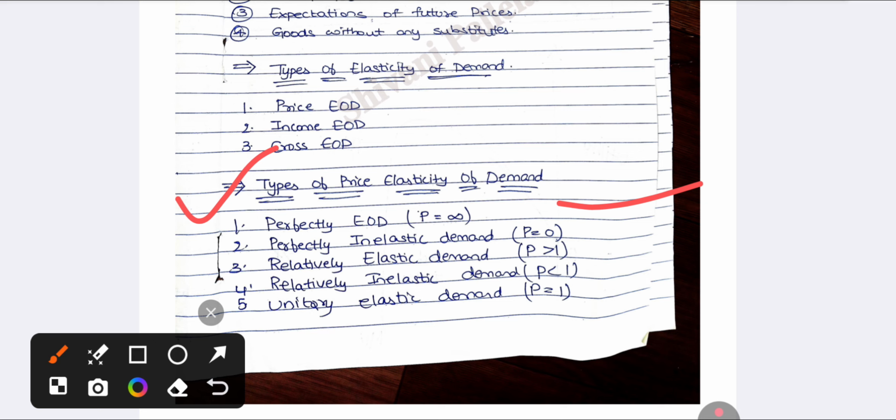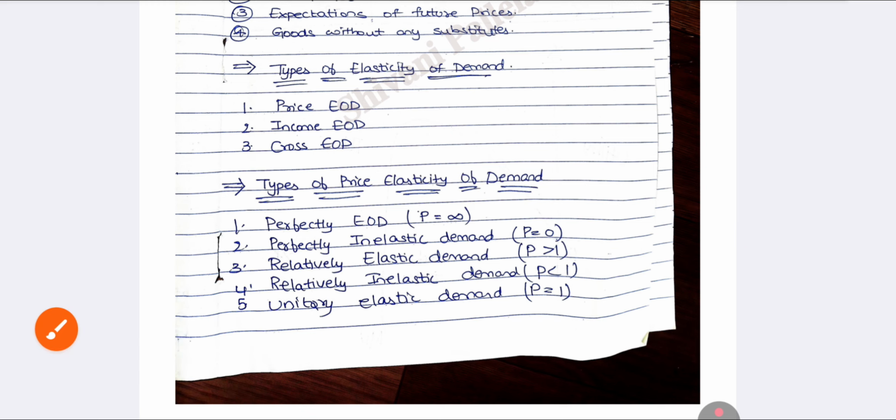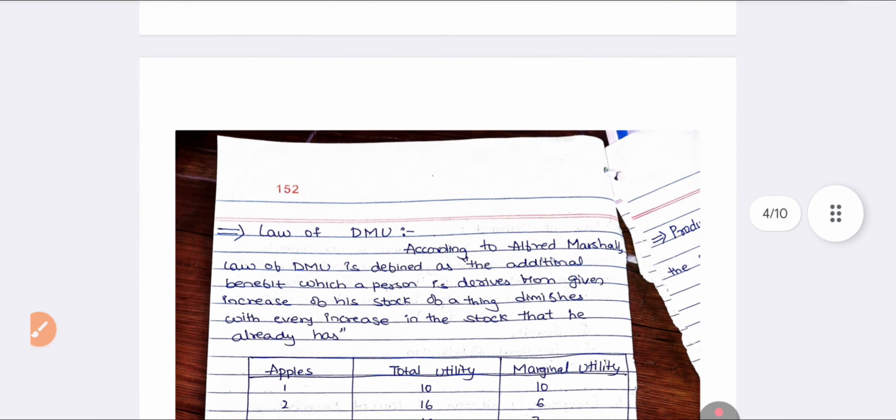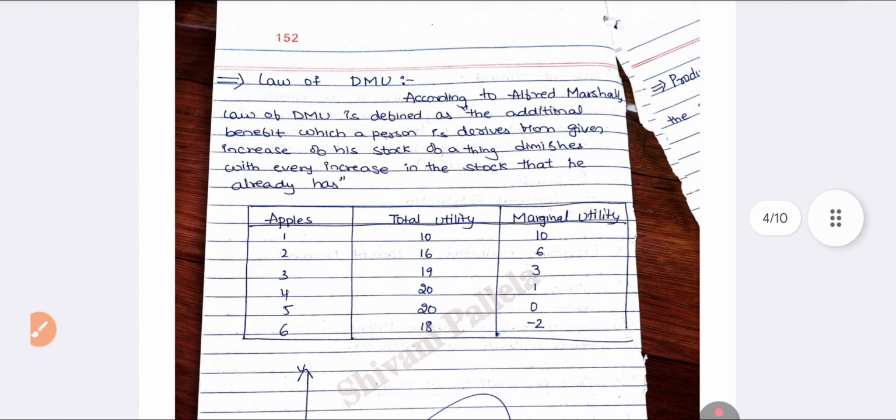There is perfectly elastic, perfectly inelastic, relatively elastic, relatively inelastic, unitary elastic. These are the 5 types. You have diagrams like this also, so better you watch the explanation videos of this particular topic. I will mention all the links in the description box, because I can't explain here, the topic is so lengthy, I can't explain it in a single video.